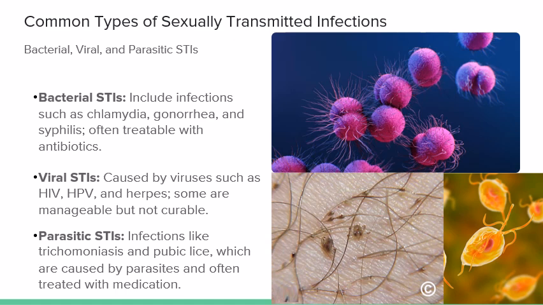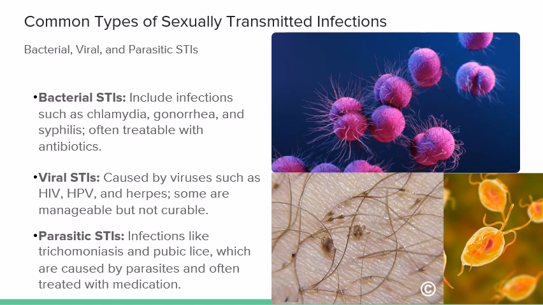Sexually transmitted infections are classified into three main categories: bacterial, viral, and parasitic. Understanding these classifications is essential for diagnosis, treatment, and prevention. Bacterial STIs include chlamydia, gonorrhea, and syphilis. These infections are caused by bacteria and are generally treatable with antibiotics when detected early. However, antibiotic resistance is becoming a growing concern, particularly with gonorrhea.